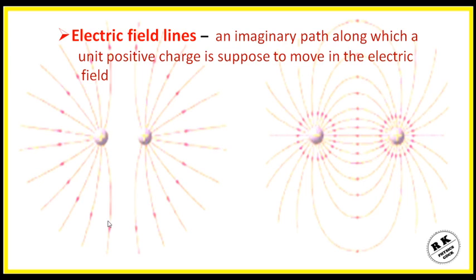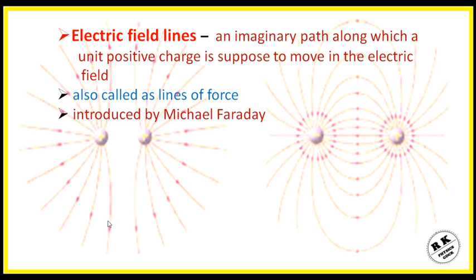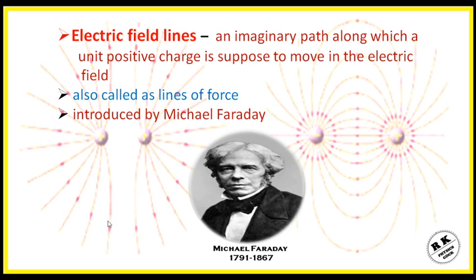We do not find any road-like paths on earth, in the electric field, for the charges to move. They will be purely imaginary, like air traffic. This concept of electric field lines was introduced by Michael Faraday. This is the photograph of Michael Faraday.